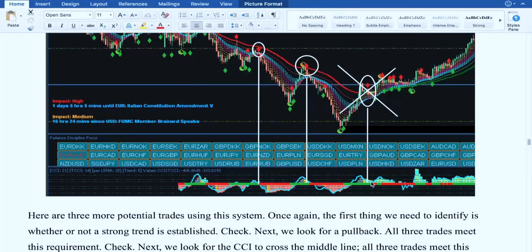Whenever there's green bars forming, that means that the market is actually planning on turning to the bullish side.